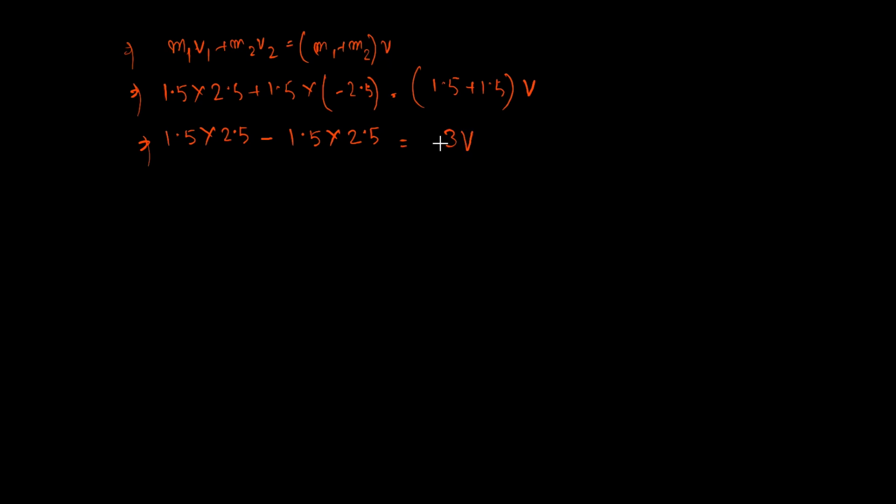Look here, one term is positive and the other is negative. So the left side is 0, equal to 3 into v, so the value of v will be 0 meter per second. That means the combined object is going to move with a velocity of 0 after they collide. After collision they are going to be at rest. This is a fact. Simple question. Now we'll move to our next question.